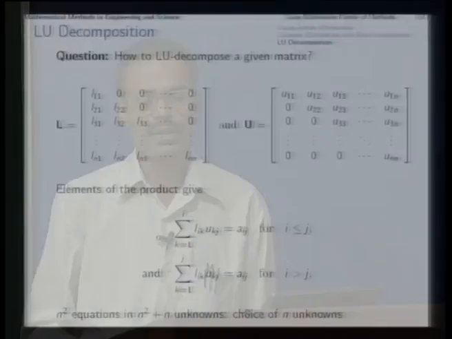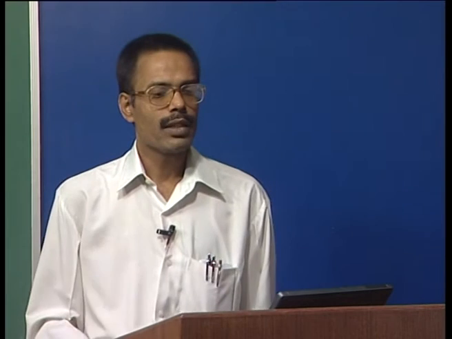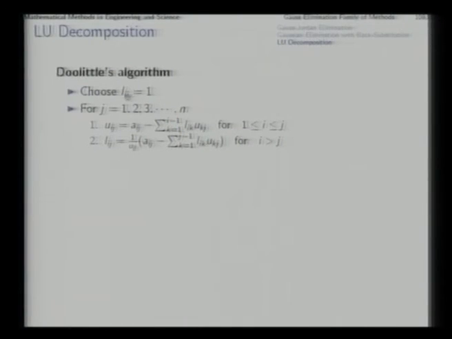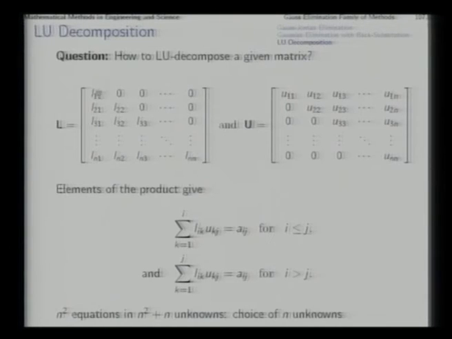So, one particular choice leads to the famous algorithm called Doolittle's algorithm, and that is by choosing the diagonal entries of the lower triangular factor as 1. All these diagonal entries are chosen as 1, and the other n square entries are determined, and that determination can be done in a particular order, such that at every step you will be solving one simple equation in one unknown only.